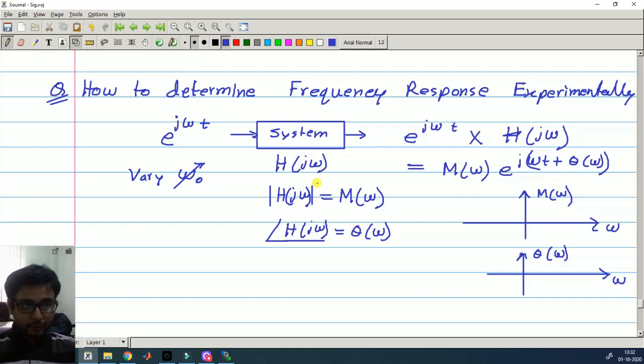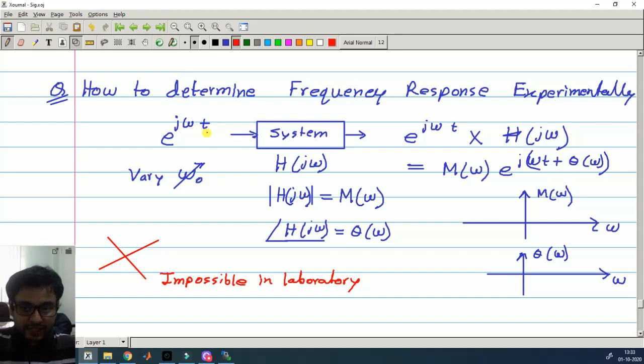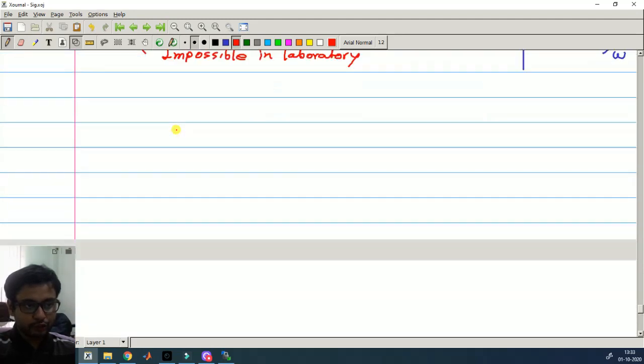Okay, but you know, this is not possible in laboratory. It is only possible in our imagination, in our understanding. Because how will you produce a complex valued signal in laboratory? I mean, we can only produce real valued signals, not complex valued signals. So alternatively, we can do the following.